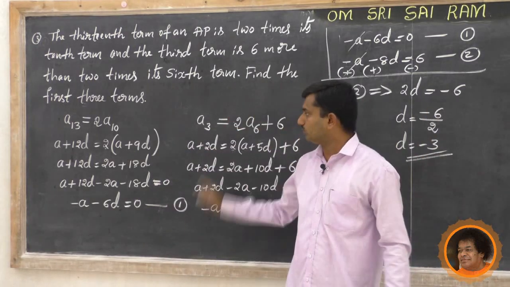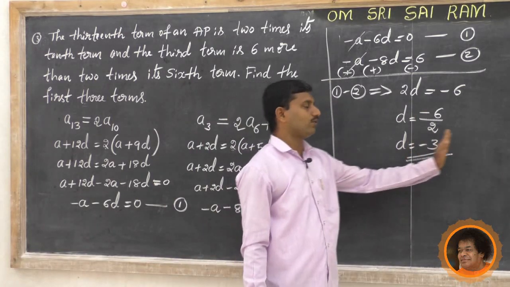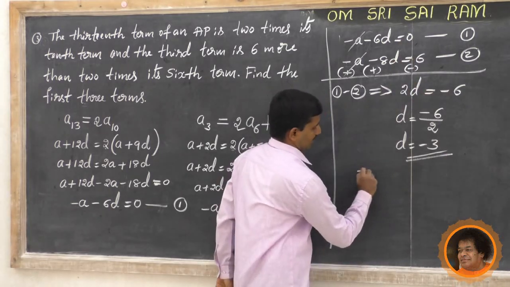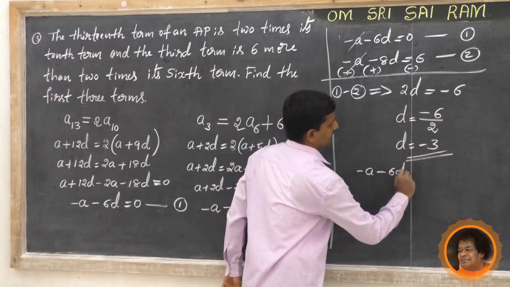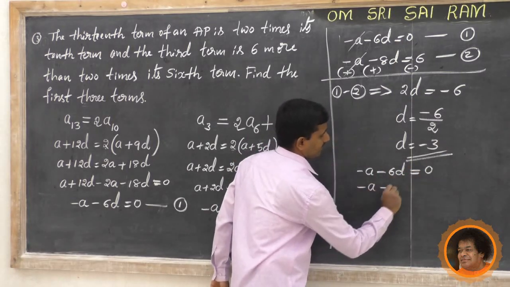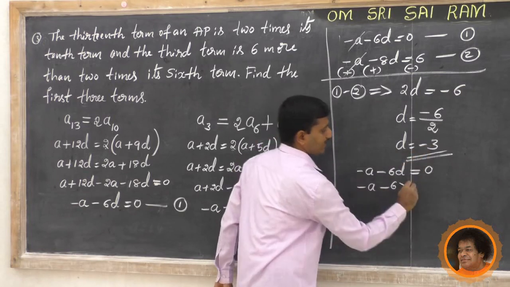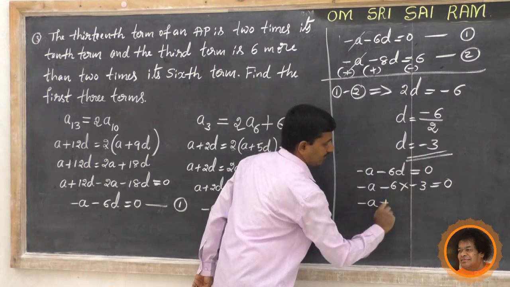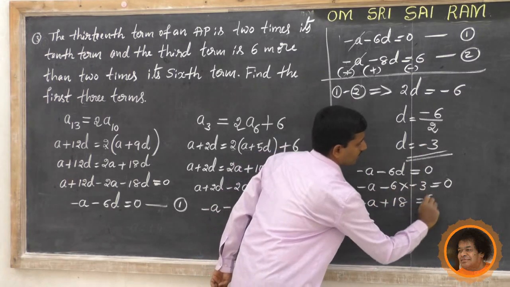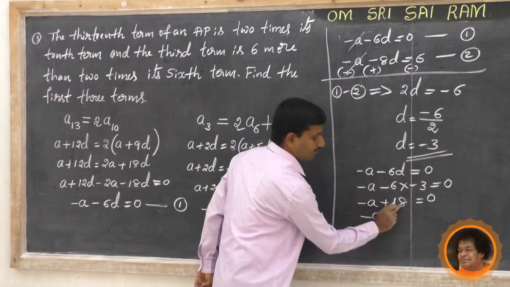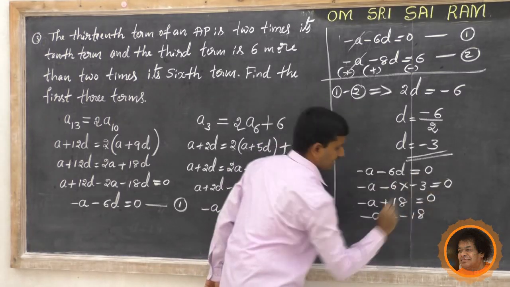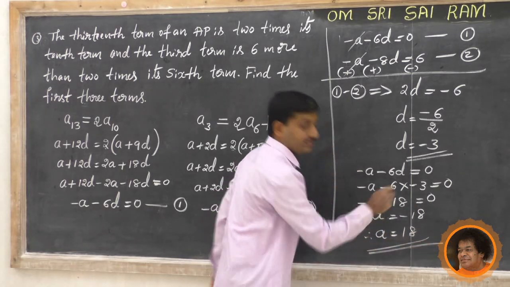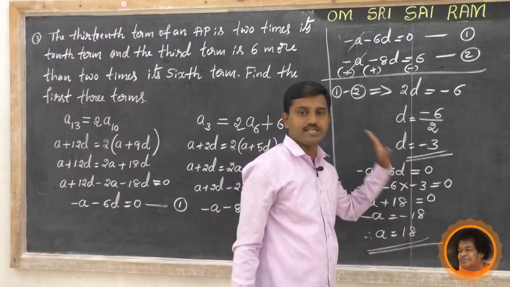Then how to get the value of A? Substitute the value of D equal to minus 3 in any one of the equations, either 1 or 2. So substitute in 1: minus A minus 6D equal to 0. Minus A minus 6 into, what is the value of D? D is minus 3, equal to 0. Or minus A, minus into minus plus, 6 into 3, 18, equal to 0. Minus A equal to, transpose 18 to the right hand side, that is minus 18. Therefore A equal to, minus minus cancel, so A equal to 18. So this is the value of the first term, A equal to 18.